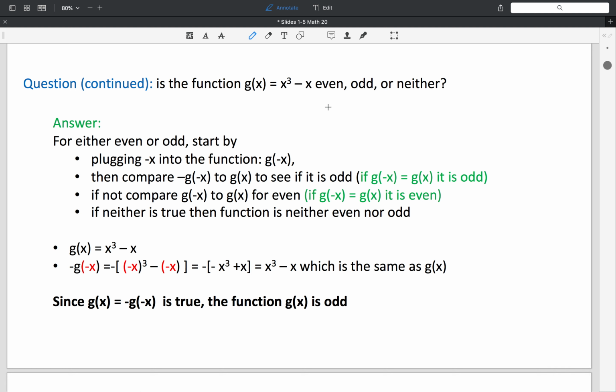Is this function even, odd, or neither? So again, I'm going to start using the same thing. I start with g of x here. I plug in minus x, so I take g of minus x. I get minus x cubed minus minus x.